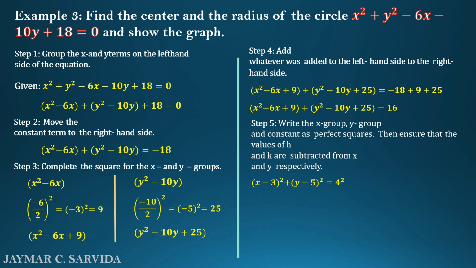So, ito na siya. Ito na ang perfect square ng ating x group. Ang perfect square niya ay quantity of x minus 3 squared. Then, yung perfect square naman ng ating y group ay quantity of y minus 5 squared. Then, yung perfect square ng ating 16 ay 4 squared. Okay? So, kagaya ng sinabi ko doon sa ating previous lesson, tingnan mo lang yung first term at saka last term niya.